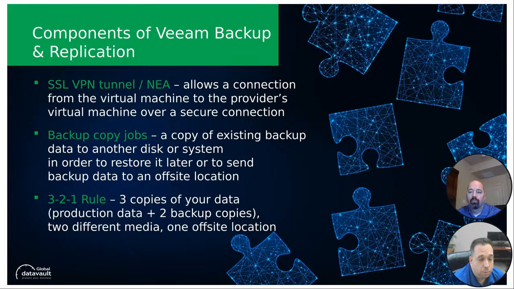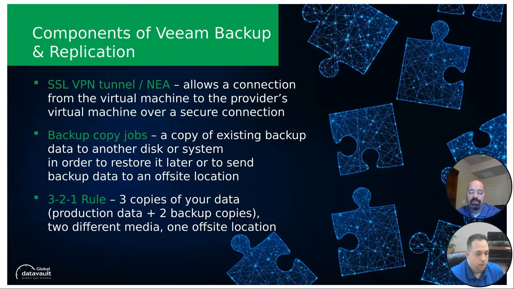So what happens is when we create a hardware plan, we automatically deploy the network extension appliances for replication on the customer side and also the Global Data Vault side. And just like the VM, these stay in a powered off state. These are only powered on when the customer initiates a failover from the Veeam console on their side.